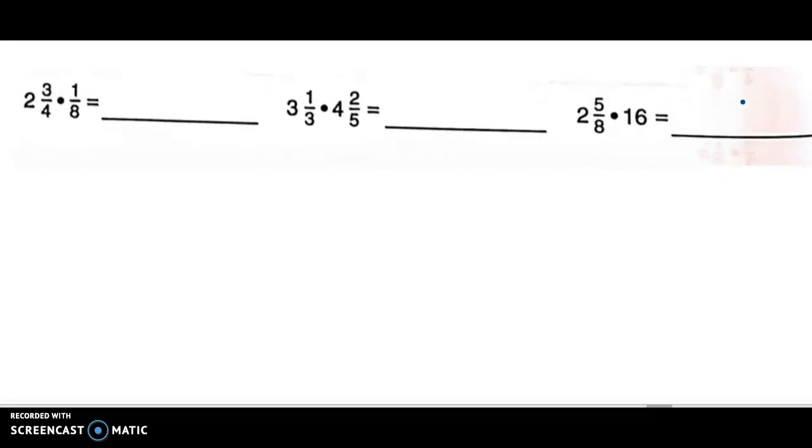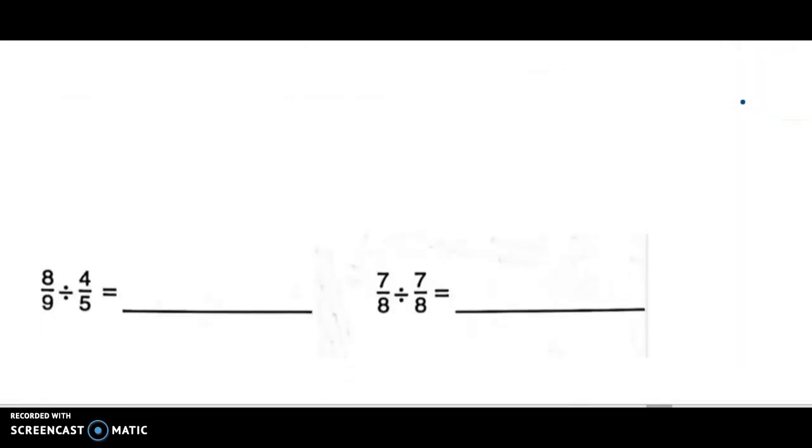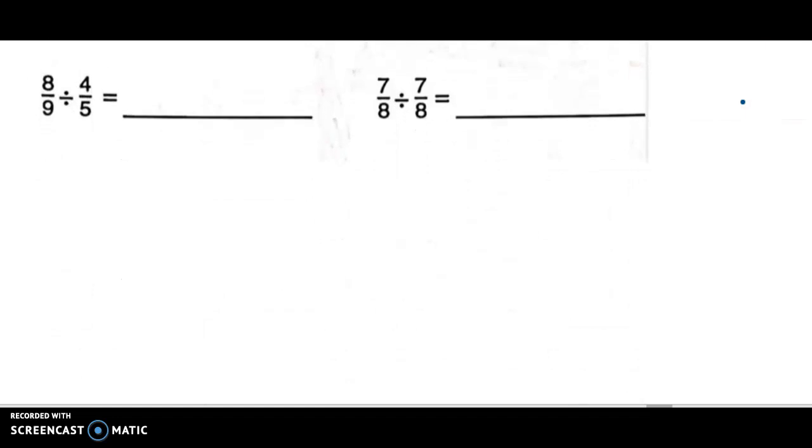Okay, so we'll come back to these multiplication problems. Let me go to division really quick, and then if we have time, we'll come back to some more multiplication. So division is going to be so similar to multiplication, but we have to do a couple of things first, okay? Are you ready? You probably heard these words. We want to keep. Then we want to change.